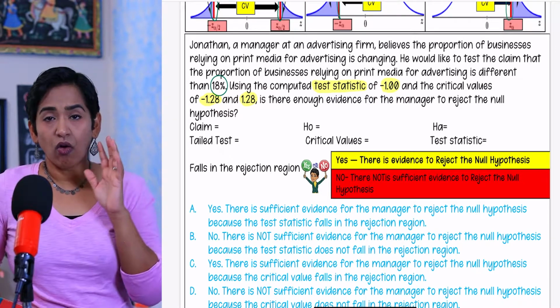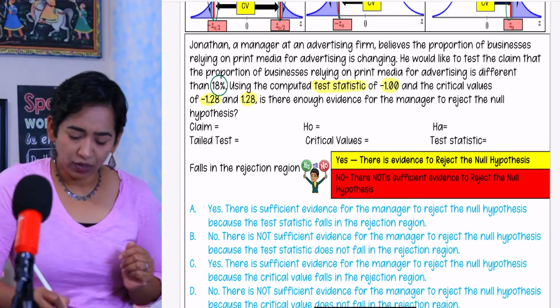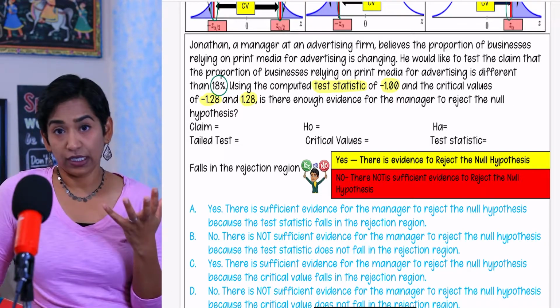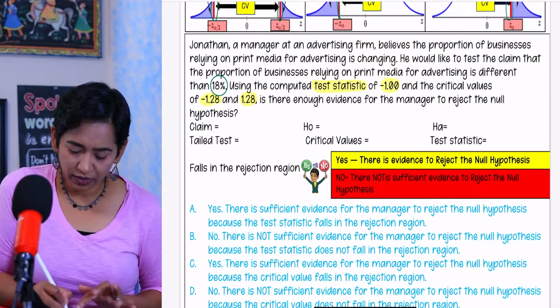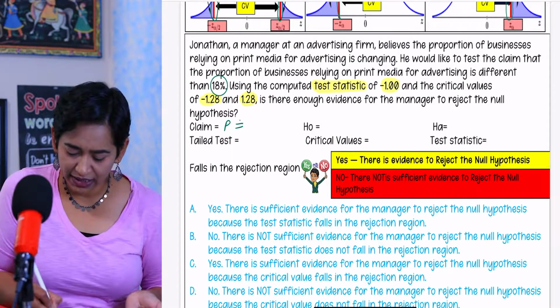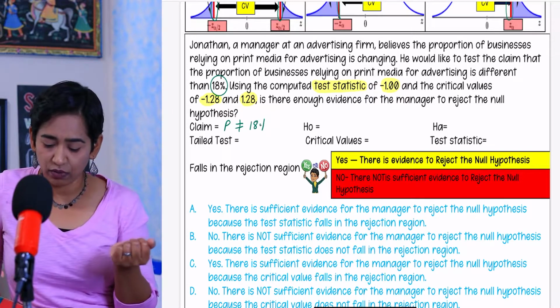All right. Always, always, always, I would like to go ahead and start with my H naught and HA and also the claim. What is he claiming? So Jonathan claims the proportion is not equal to 18%. Okay, proportion is not equal to.